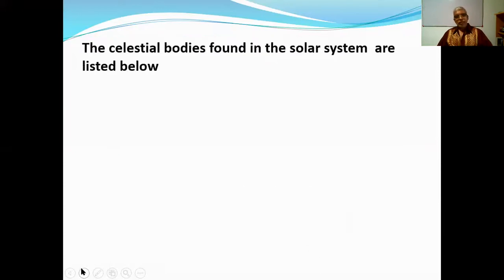Then, what are the celestial bodies found in the solar system? Because you know that our solar system consists of different types of celestial bodies. It has one star, that means the sun. Then planets. There are two types of planets, as far as you know.